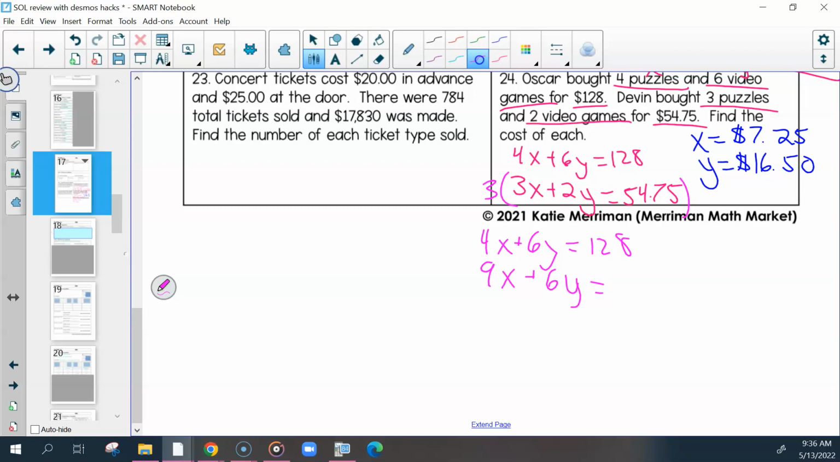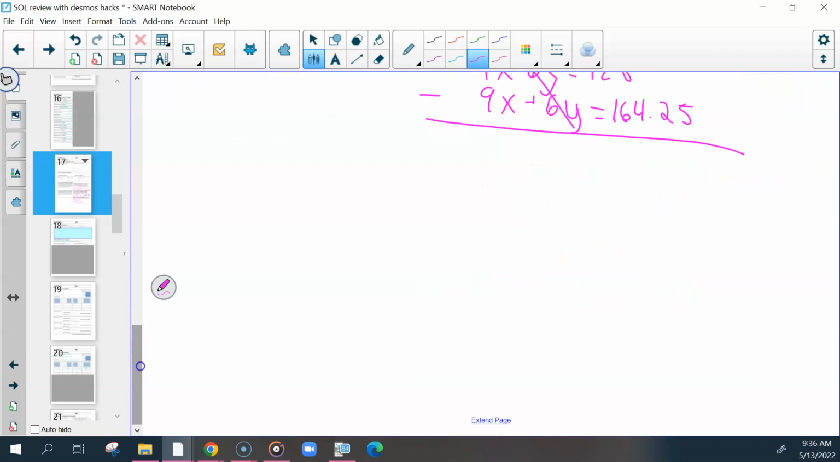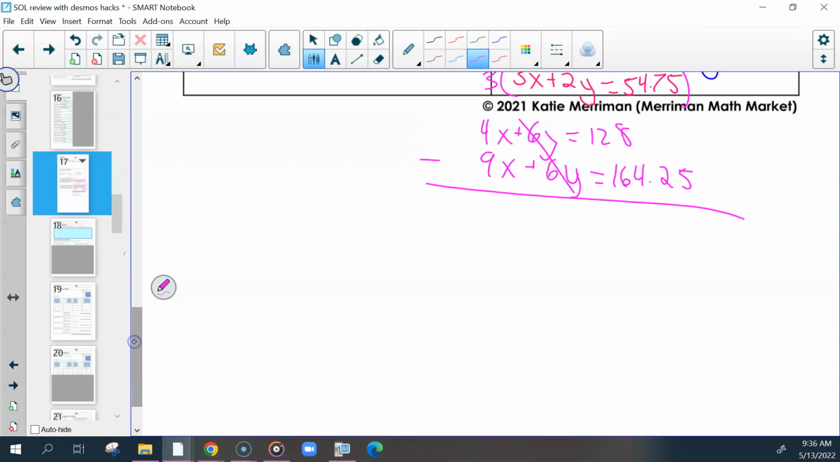Someone multiply 3 and 54.75 together. Okay. And then to eliminate these, since they both are plus, we would subtract. Our y's would cancel, and we're left with negative 5x equals whatever this is. Someone subtract this one together.